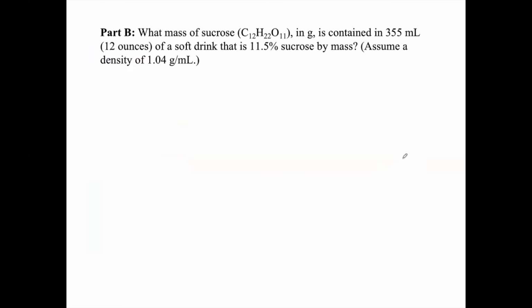So this one is doing the opposite. Now we're given the volume of the entire soft drink and the percentage of sucrose by mass, and we're asked to find the mass of the sucrose. What mass of sucrose in grams is contained in 355 milliliters of a soft drink that is 11.5% sucrose by mass? Assume a density of 1.04 grams per milliliter.